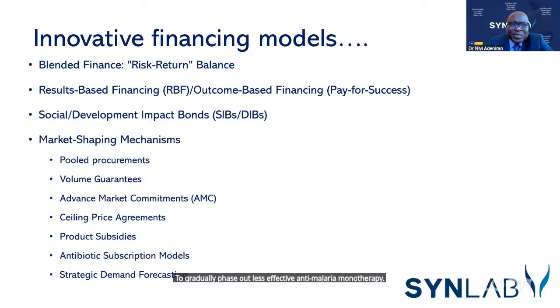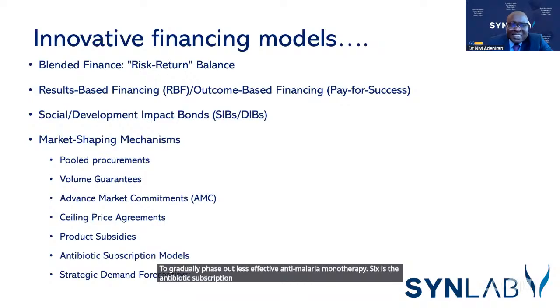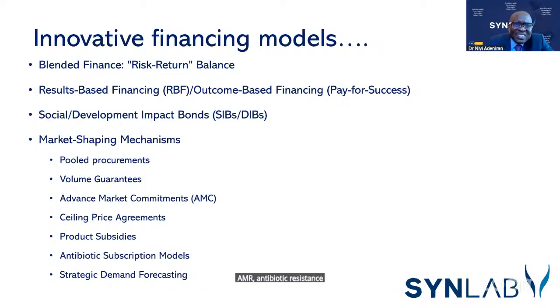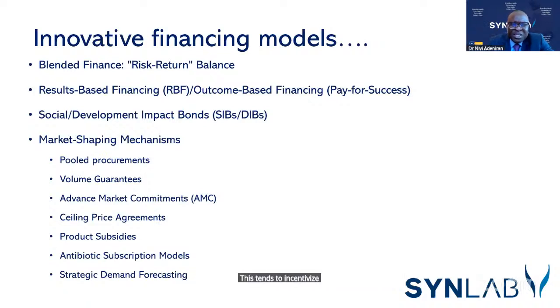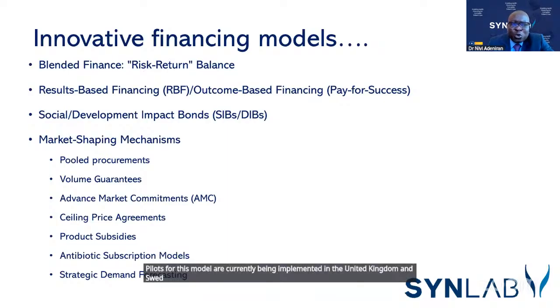6 is the antibiotic subscription models. This model aims to discourage overprescription of antibiotics and reduce the emergence of AMR, antibiotic resistance. What happens here is that payments are made to manufacturers and the payments are not linked with the volumes of sales. This tends to incentivize innovation without encouraging overprescription. Pilots for this model are currently being implemented in the United Kingdom and Sweden to combat antimicrobial resistance.